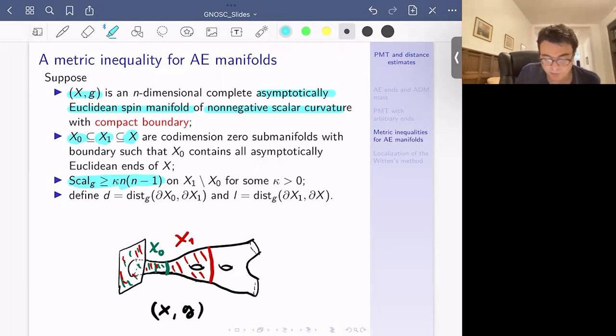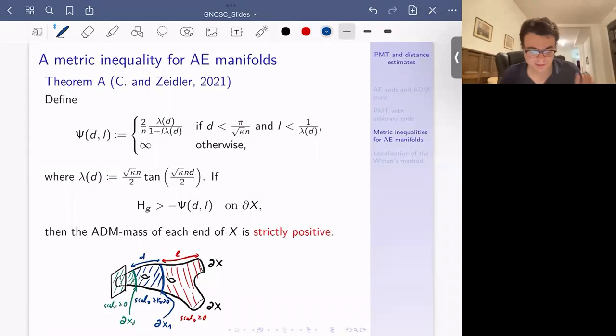And then suppose that d is the distance between, in other words, d is the distance between the boundary of X0 and the boundary of X1. So this is d, and L is the distance between the boundary of X1 and the boundary of X. All right, so now, in this situation, I will explain it more precisely. In this situation, we have the following thing.